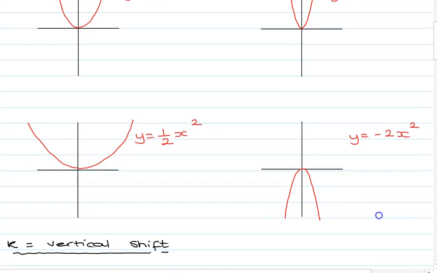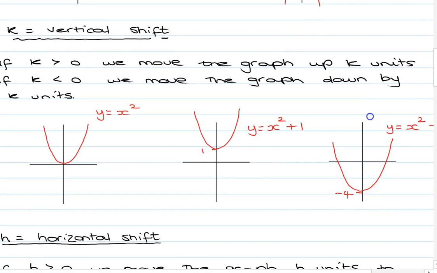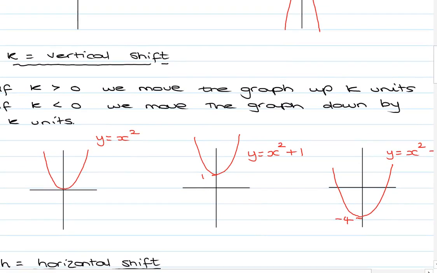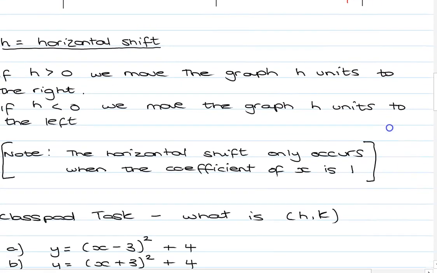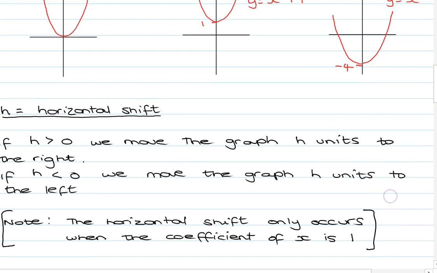Now, the next thing we looked at was the vertical shift. Well, actually, looked at the horizontal shift, but that's the way I've written it. And when the vertical shift was greater than 0, the graph moved up by k units. And when it was negative or below 0, it moved down by however many units. We then looked at the horizontal shift. Now, the horizontal shift is really the hardest one of all, because when h is greater than 0, we're actually moving the graph h units to the right. And when h is less than 0, we're moving the graph h units to the left.